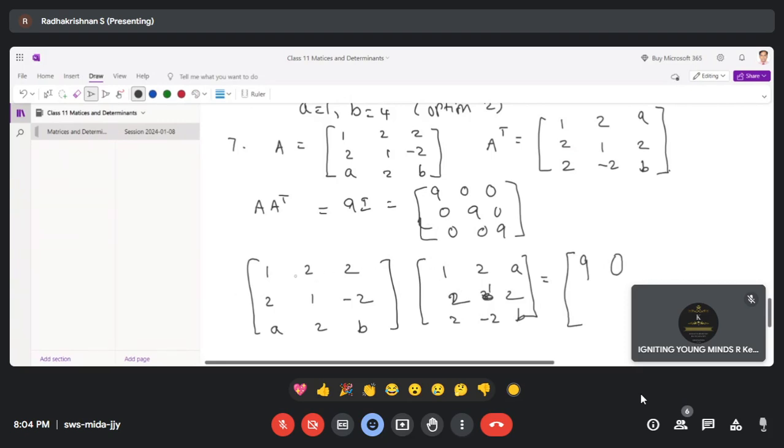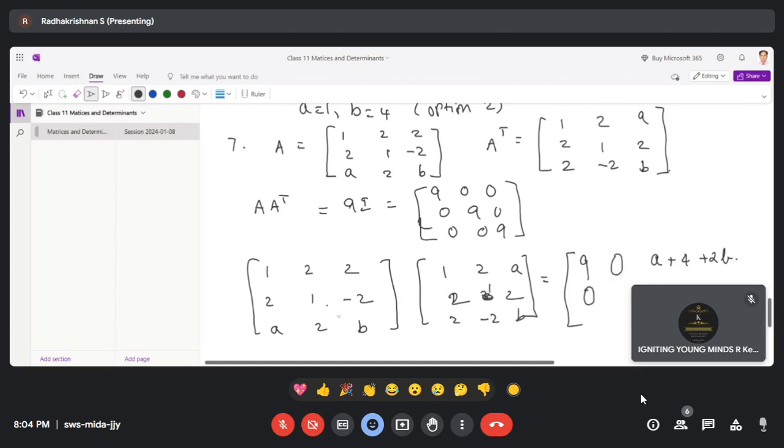So first row, third column is a plus 4 plus 2b. Right? So this is equal to 0. That is one condition we have. But let's do some more steps in the multiplication. 2 into 1, 1 into 2. 2 into 1 is 2. 2 plus 2, 4. 4 minus 4, 0. So this matches with 9i.